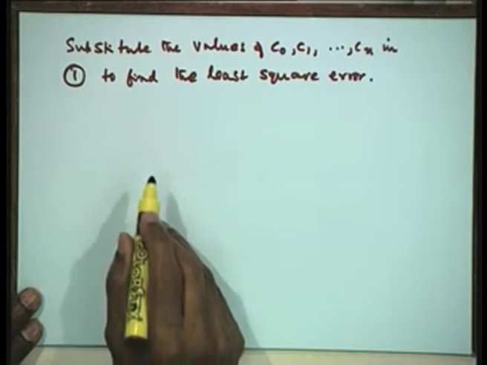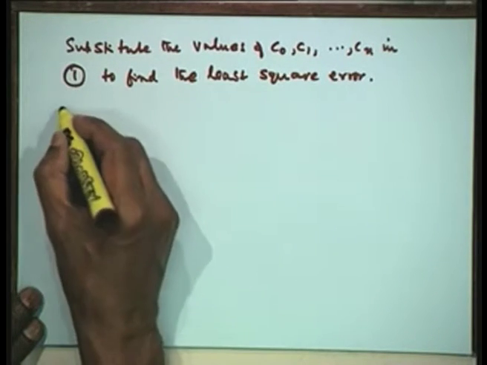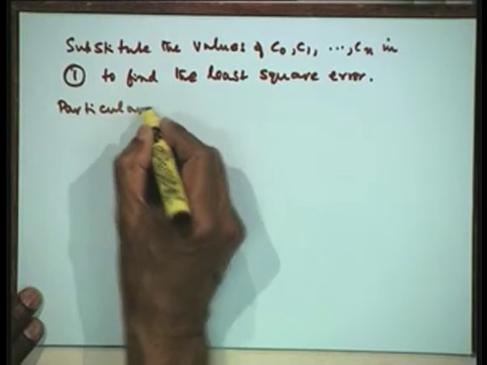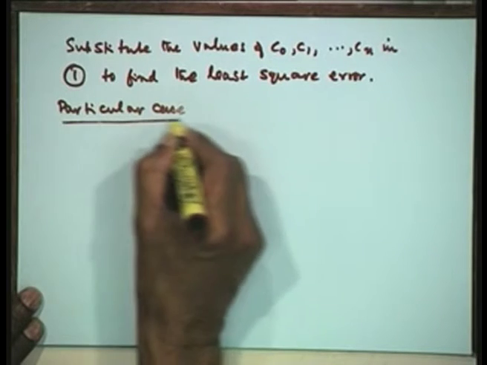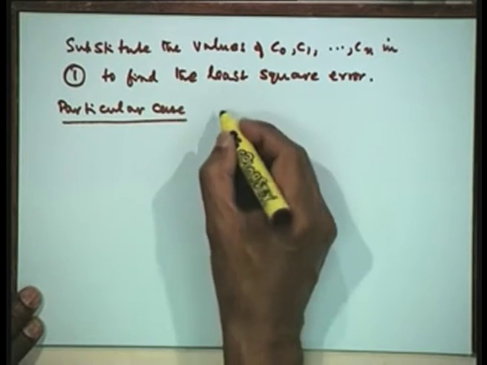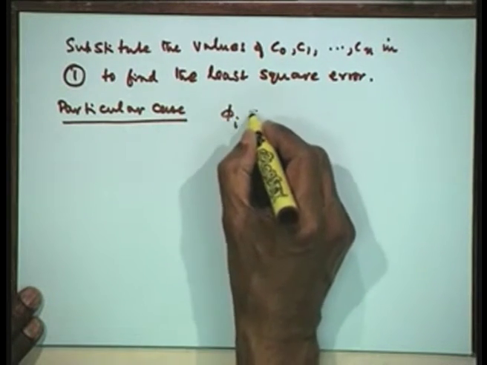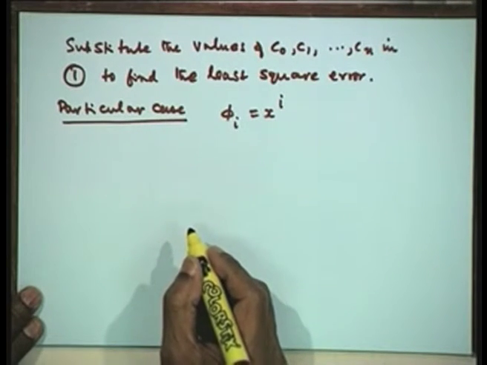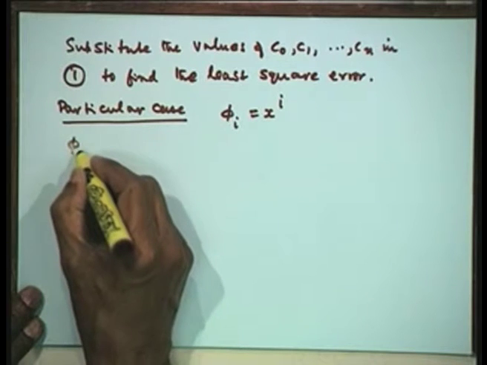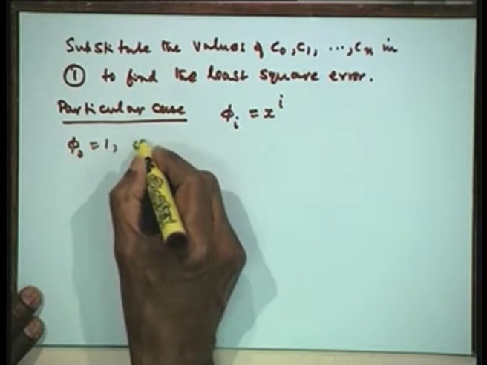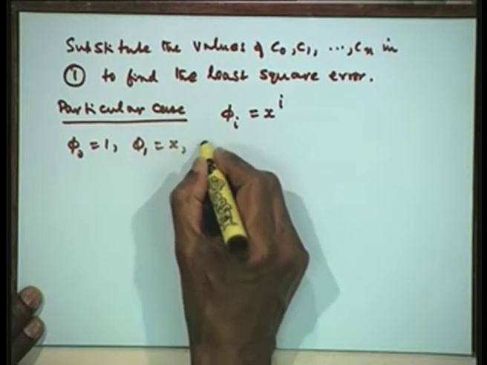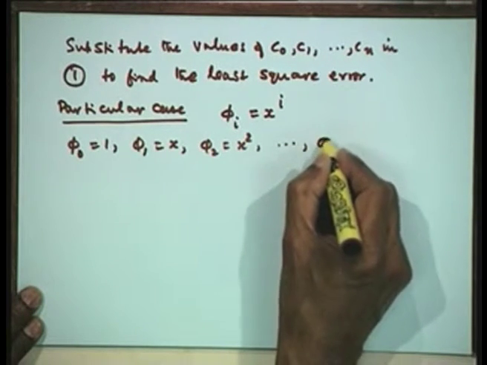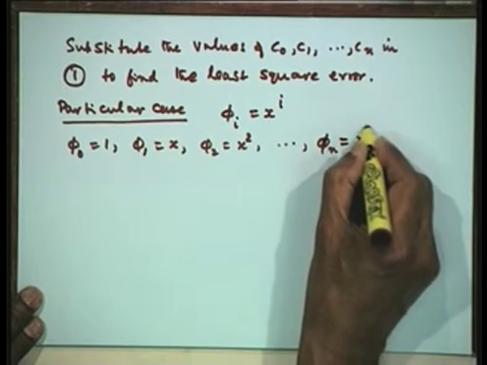Now, let us take some simple case. Let us take the particular case which we would like to normally use as a polynomial approximation. Now, let us take the case when phi i is simply equal to x to the power of i. That means the functions that we are talking about, phi 0 is 1, phi 1 is x, phi 2 is x squared, and so on, phi n is equal to x to the power of n.